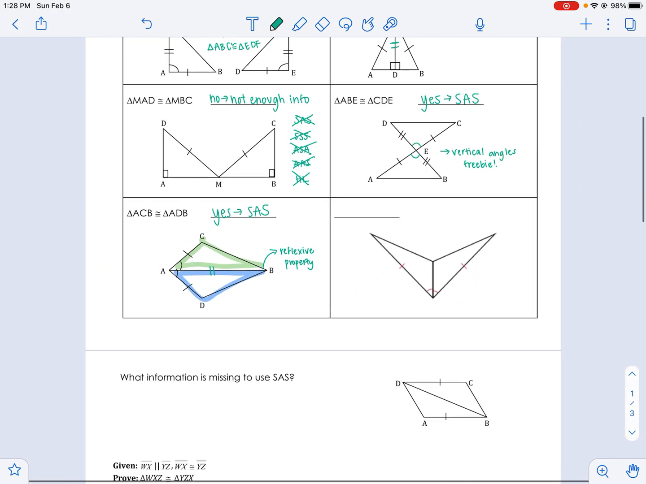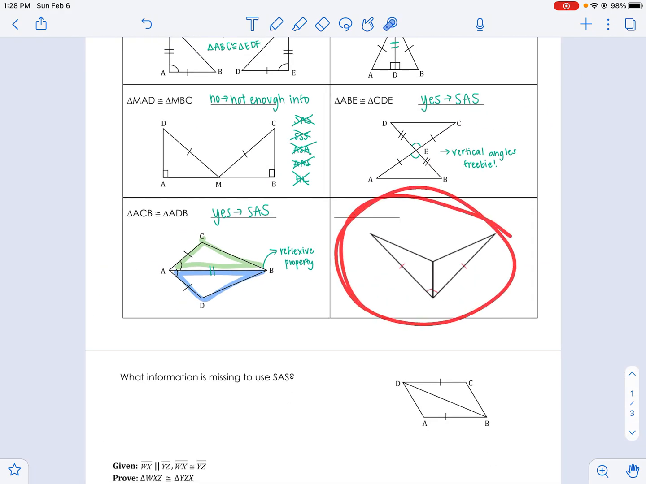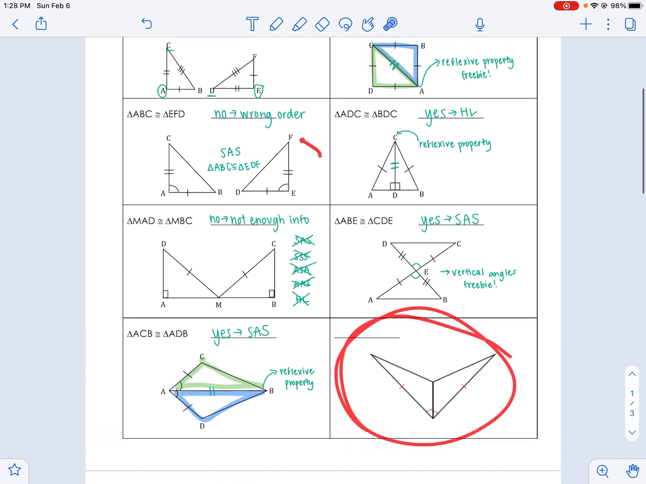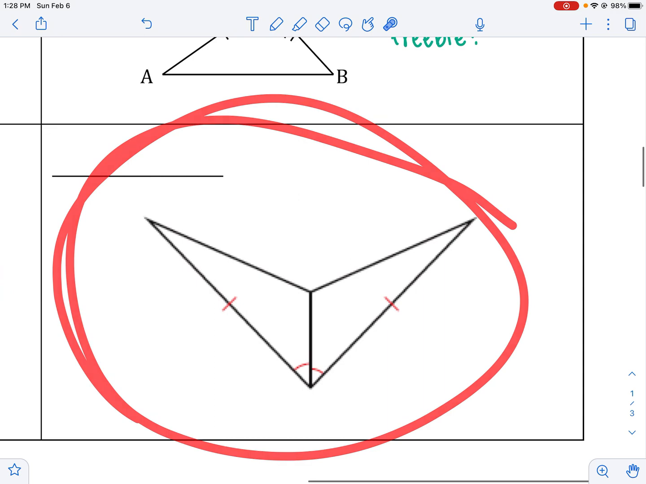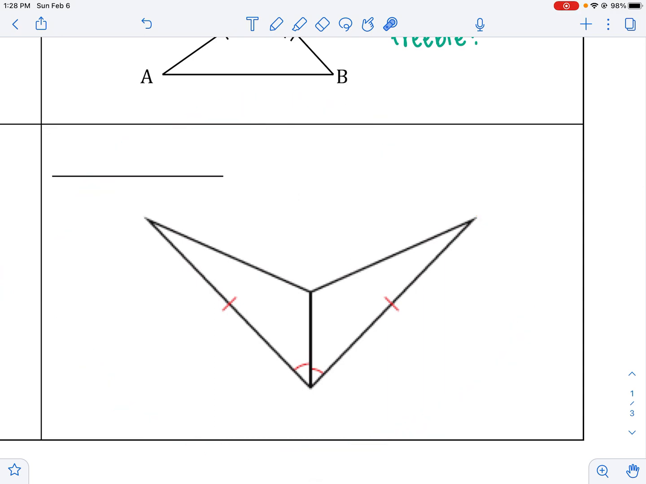And for our last one, you'll notice that there's no letters. And I really like these ones best because it's not like this one up here where it tries to trick you and give you the wrong order. And one like this, all that you have to do is just figure out yes or no. Are they congruent? Yes or no.